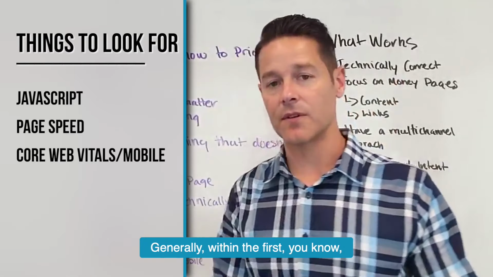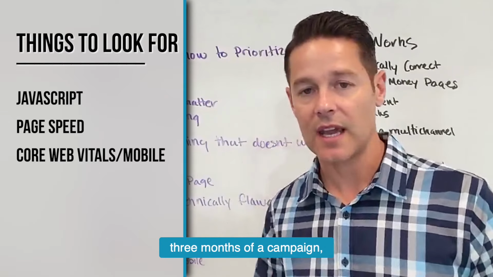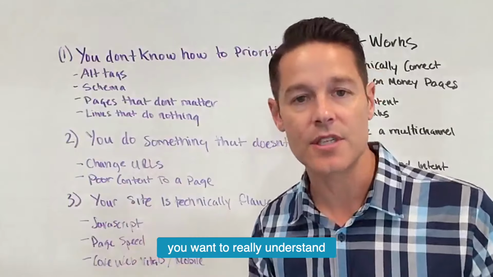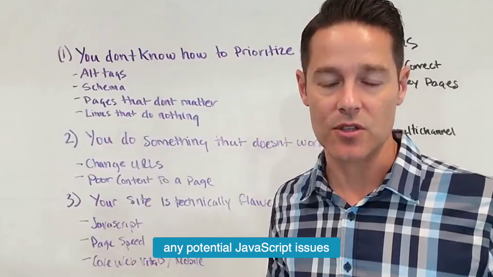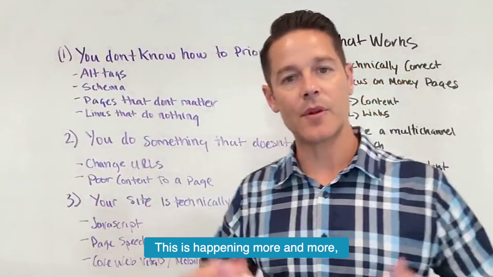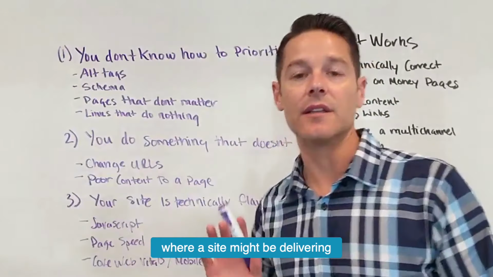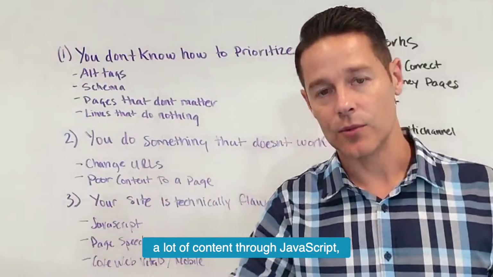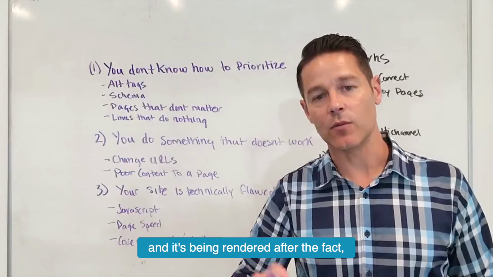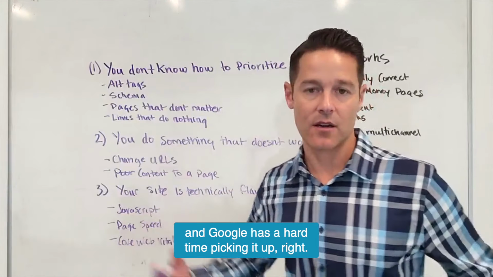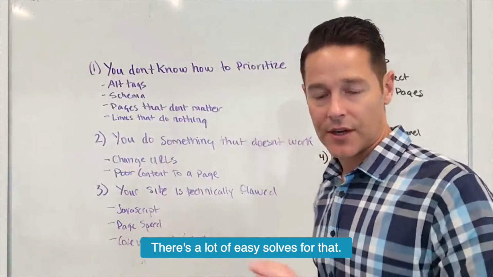Generally within the first 3 months of a campaign, you want to really understand any potential JavaScript issues that you could have on a website. This is happening more and more where a site might be delivering a lot of content through JavaScript and it's being rendered after the fact and Google has a hard time picking it up, right? There's a lot of easy solves for that.